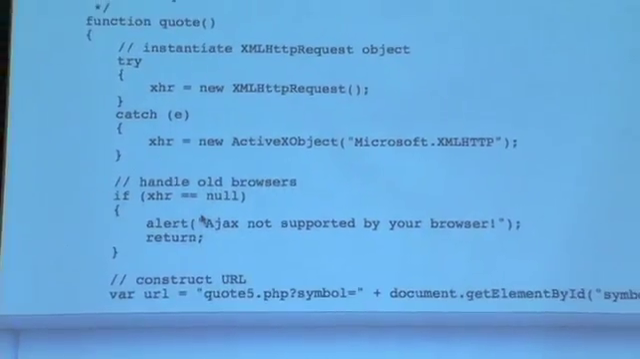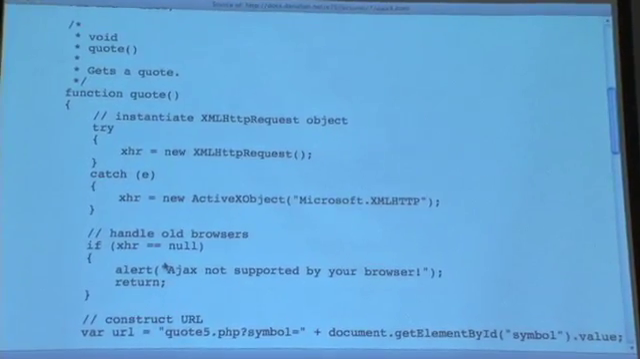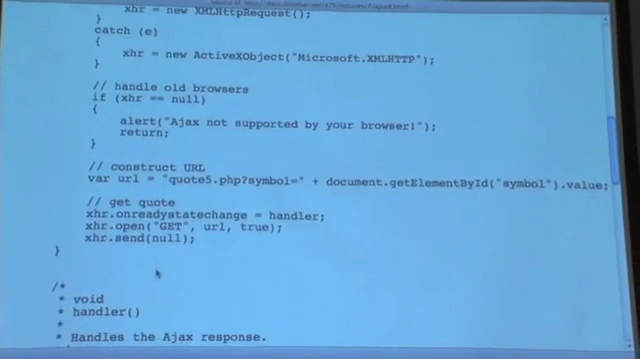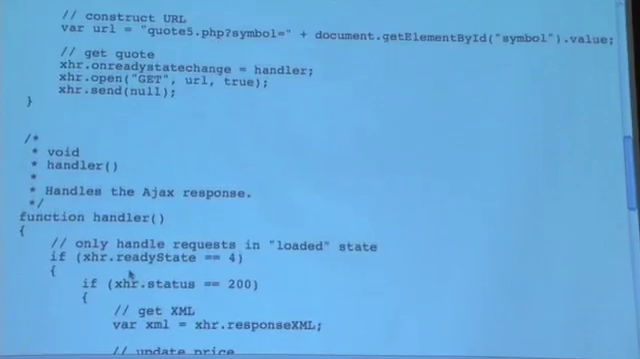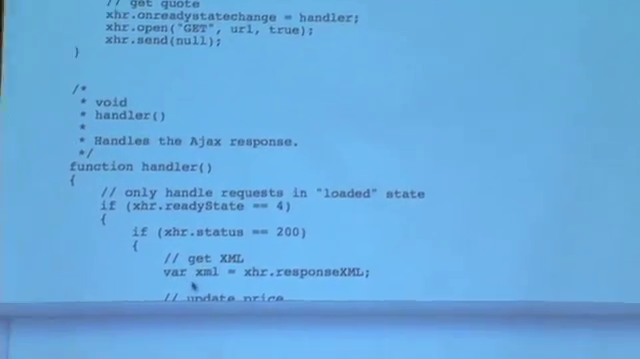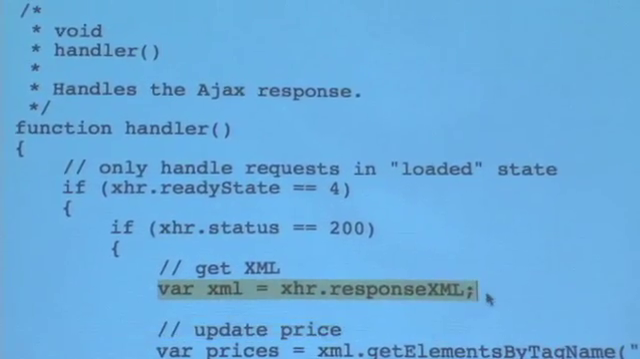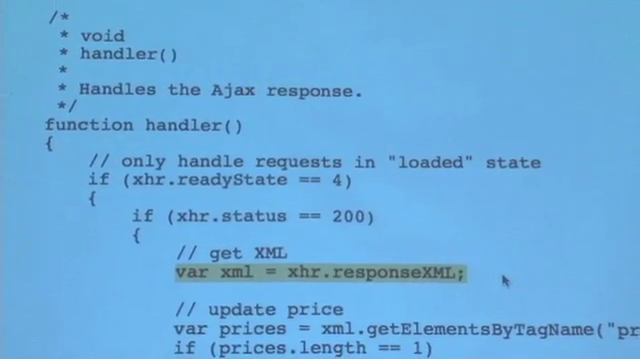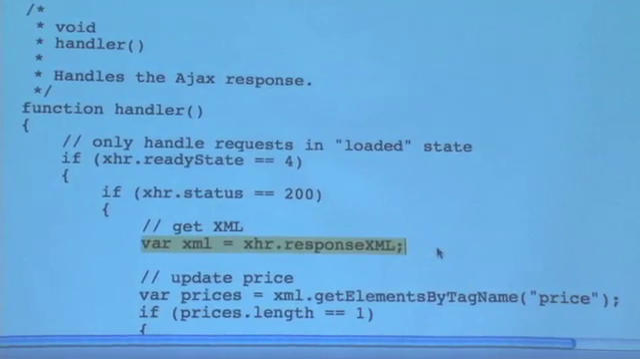So in this case, we'll see that quote is actually largely the same, but now what we're doing is, of course, using quote5.php instead of some of the other ones. We're still passing it the symbol, and this function then is essentially the same thing, but handler is where things get to be a little bit different. Notice that at the onset, one of the things that's very different about this is that we are using the responseXML field, rather than the responseText field.